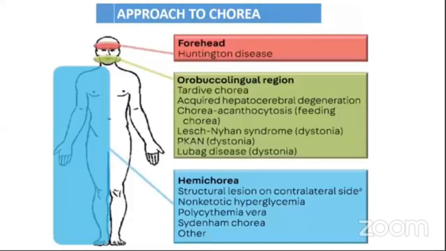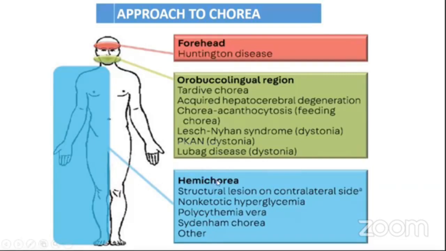How can we evaluate a choreiform patient to know the underlying cause? If there is involvement of the face, it should be Huntington disease. If the orobuccolingual region is involved, it may be tardive chorea or acquired hepatocerebral degeneration, or some inherited diseases: chorea acanthocytosis, Lesch-Nyhan syndrome. These are the uncommon types of inherited diseases that can also cause chorea.